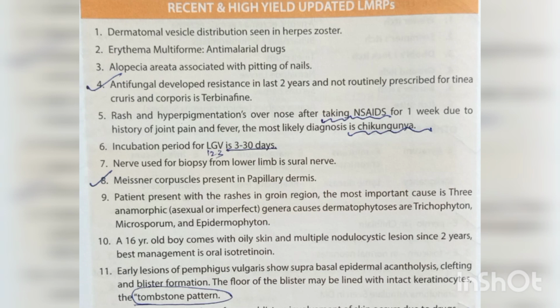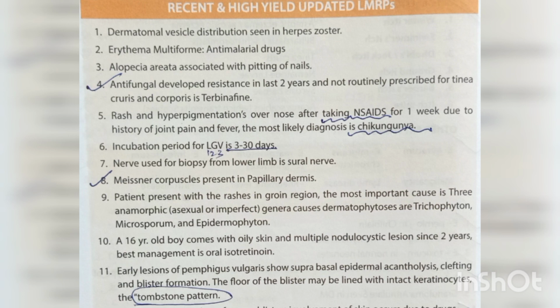Today let us read recent and high yield updated LMRPs of dermatology. Dermatomal vesicle distribution is seen in herpes zoster, erythema multiforme, anti-malarial drugs, alopecia areata associated with pitting of nails. Antifungal resistance developed in the last 2 years, and the drug not routinely prescribed for tinea cruris and corporis is terbinafine.